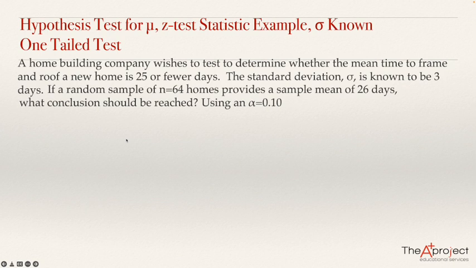So we have two hypotheses. One is mu less or equal than 25, and this is given here in this problem. We want to check if the time to frame and roof this new home is 25 or fewer days. So we know that there will be one hypothesis that mu is less or equal than 25. This hypothesis is called the null hypothesis and we symbolize it as H sub 0. And you can recognize it because the null hypothesis will always have an equal sign. We are going to assume that mu is equal to 25.